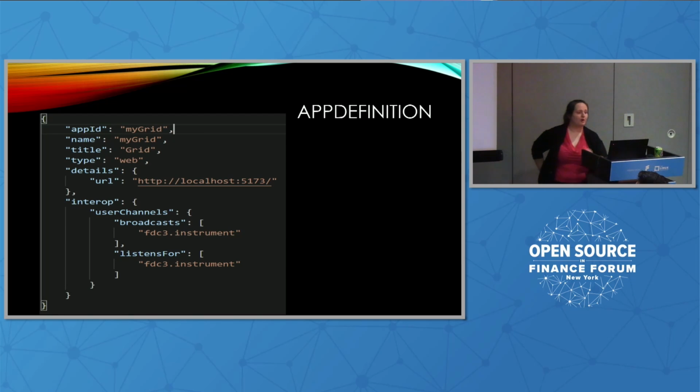And now the real fun part, interop. So here we're listing user channels, and that this particular application will use user channels as opposed to private stuff. We're only going to use the public things. And we're going to broadcast FDC3.instrument, and we're going to also listen for FDC3.instrument. Now, I do not actually know if FDC3 requires you to do this. I like it. I think it's a nice best practice.